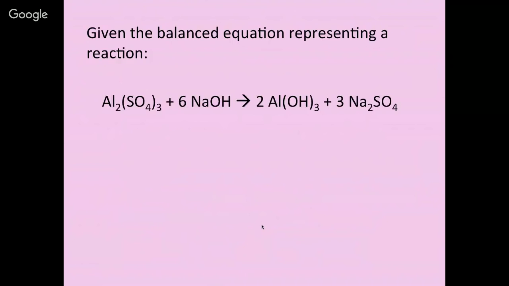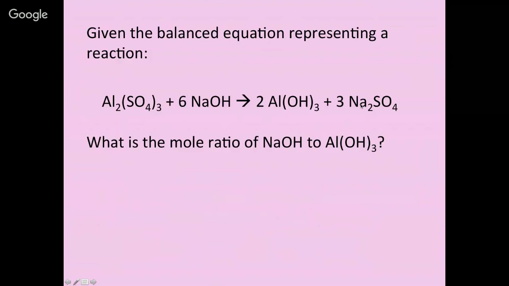Okay, our last question. So it says, given the balanced equation representing the reaction. So we have a complicated one, but luckily they're balancing it for us, so we know that at least that part is correct. It says, what is the mole ratio of NaOH to Al(OH)3? So you can do it the same way. It says, what is the mole ratio? So we want to find NaOH, that's here. We want to find Al(OH)3, which is here. So I want you to determine the mole ratio.